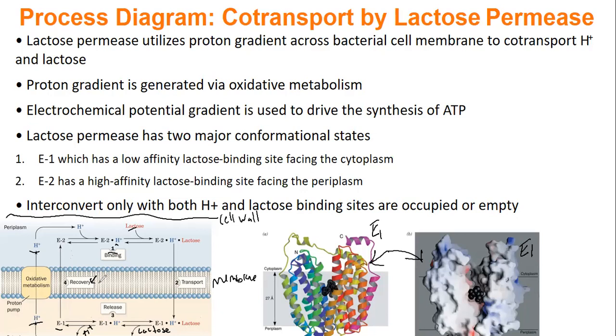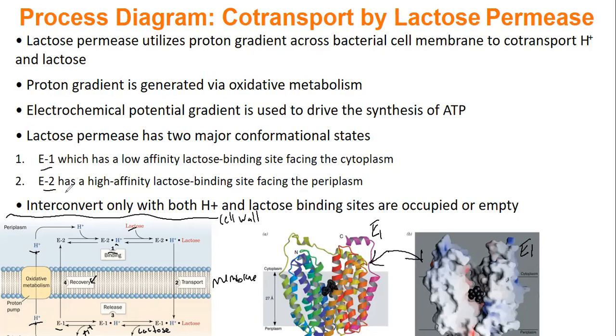So E1, low affinity for lactose, and the binding site's facing the cytoplasm. So that's why we let go of the lactose in the cytoplasm. E2, the binding site is facing the periplasm and it has very high affinity for our lactose. It really wants to bind. And that is another mechanism showing you how to transport a molecule across the membrane.